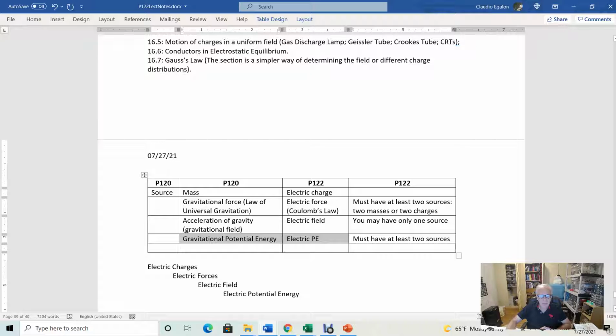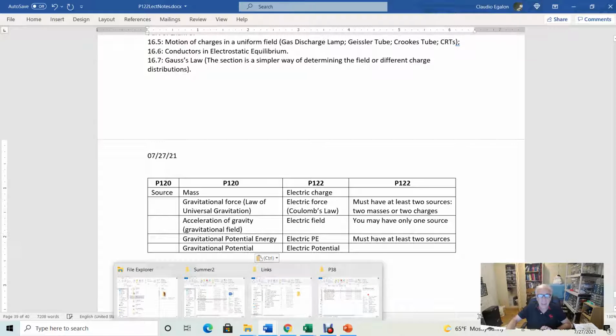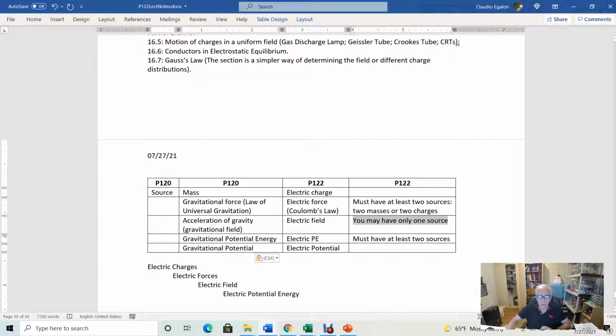And what we're going to see next, we didn't study in Physics 120. What we're going to see next is not the electric potential energy, it is the electric potential. But we could have defined a gravitational potential if you wanted. We could have done that. In this case, you may have only one source, just like for the electric field.